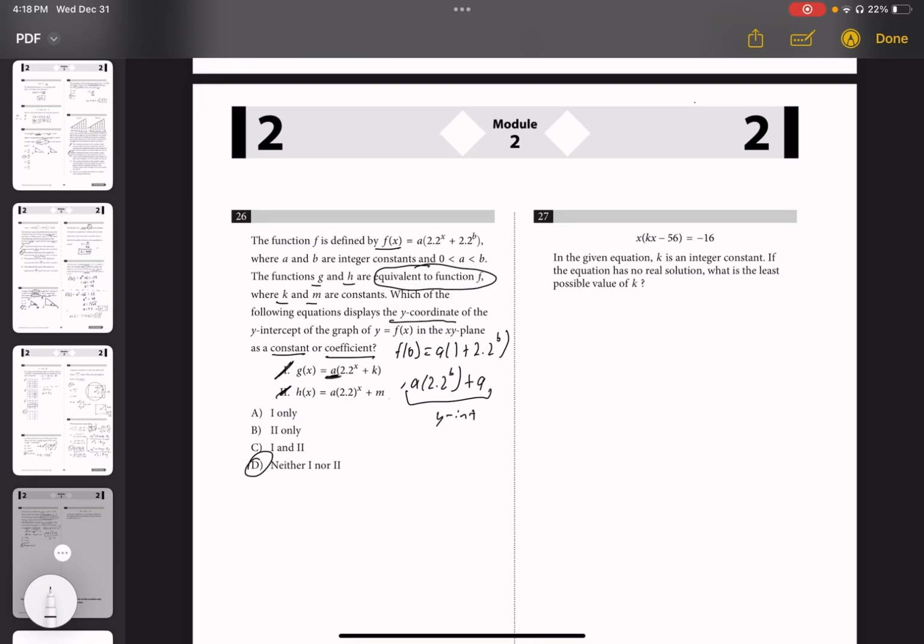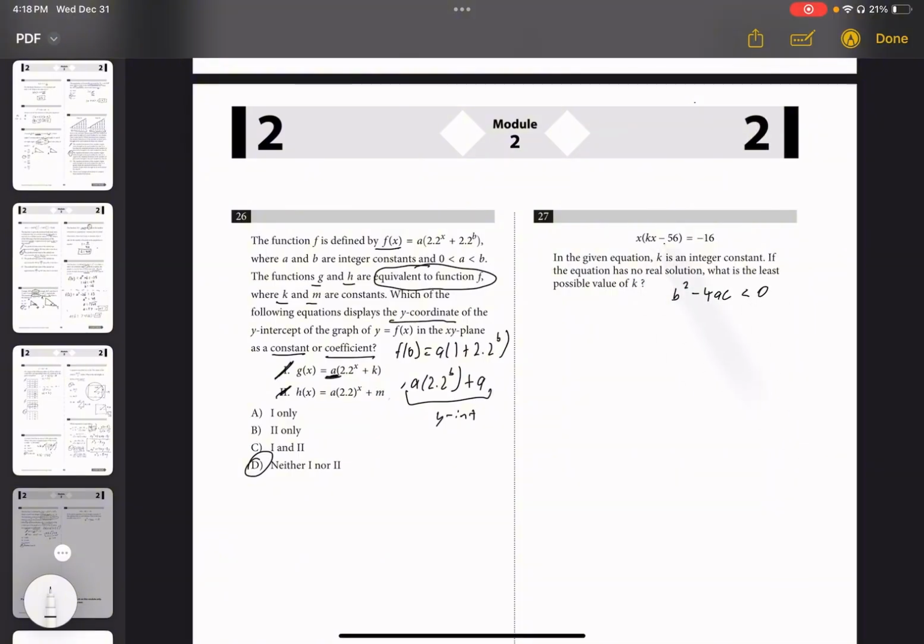Last question of the day. We have this equation over here. In the given equation, k is an integer constant. If the equation has no real solution, what is the least possible value of k? Well, if there are no solutions, we already know we're going to have to use our formula, b squared minus 4ac is less than 0.